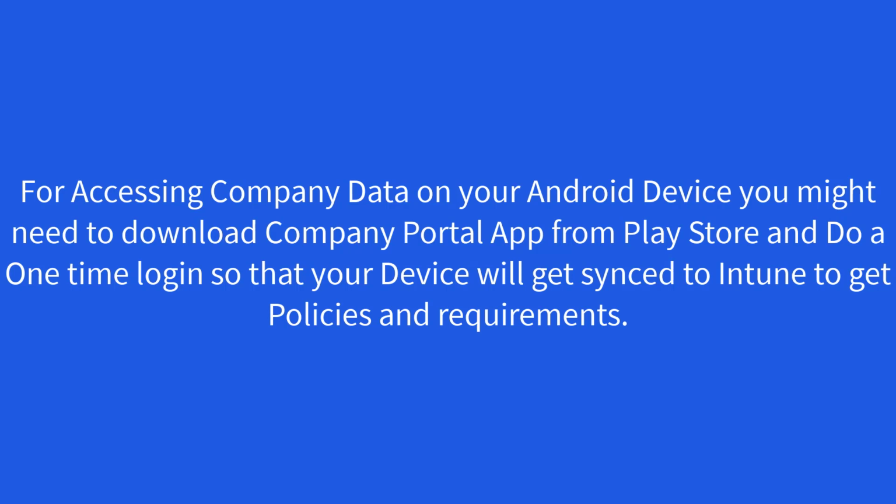But for Android, as far as I tested, you will need to download the Company Portal app onto your Android device to get to your email. Just download the Company Portal app from the Play Store and hit sign in. Once you are signed in to the Company Portal app, you will be able to get to company emails, company data, Outlook, OneDrive, the apps that are allowed by your company.